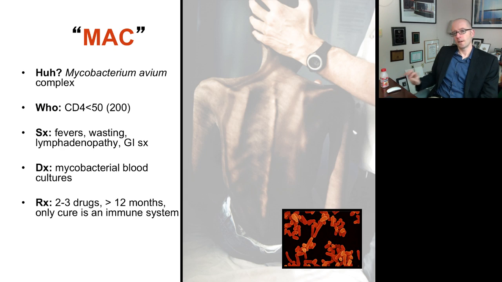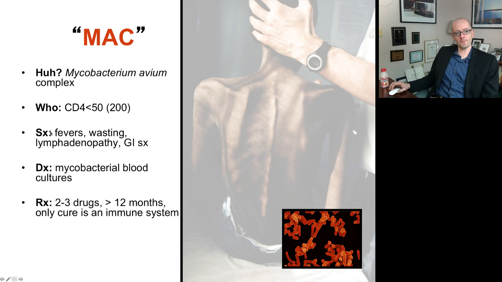MAC. This is sort of another one of those archetypal manifestations of AIDS, a dread word, MAC, in the HIV community. It stands for Mycobacterium avium complex, so this is a cousin of tuberculosis. There is more than one bug in this group, thus the C part of the abbreviation. This only happens in people who are really immunocompromised, almost always below 50.